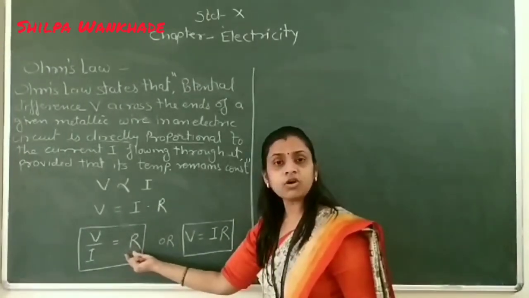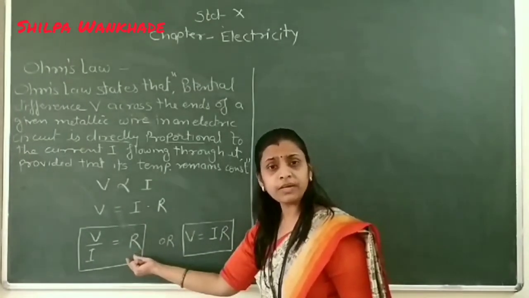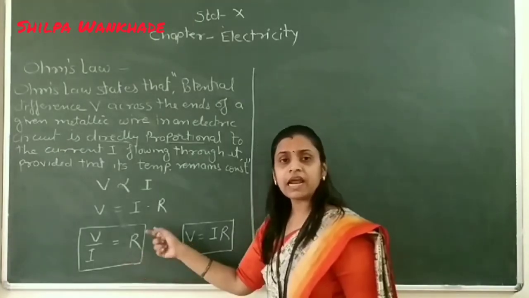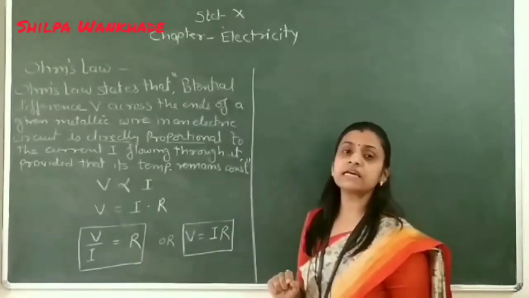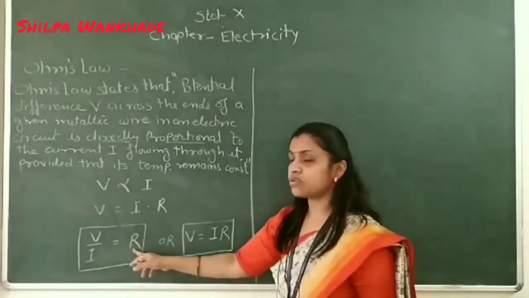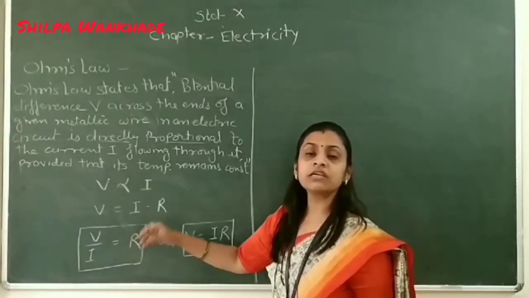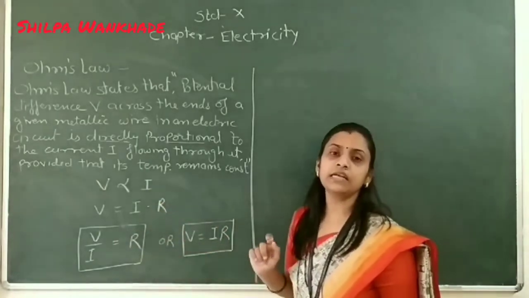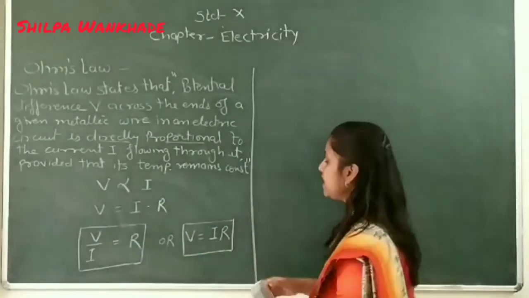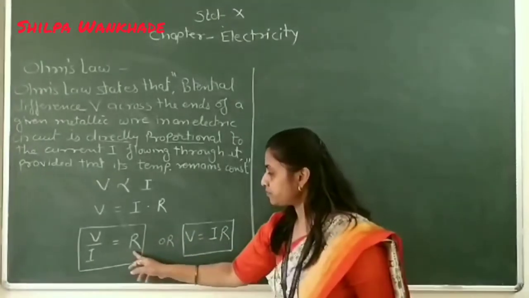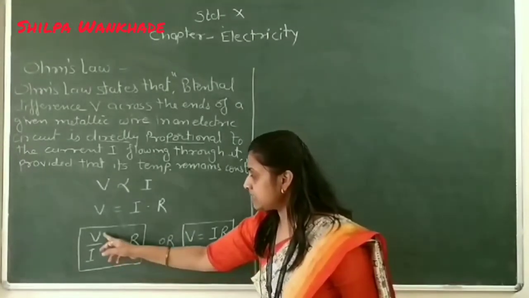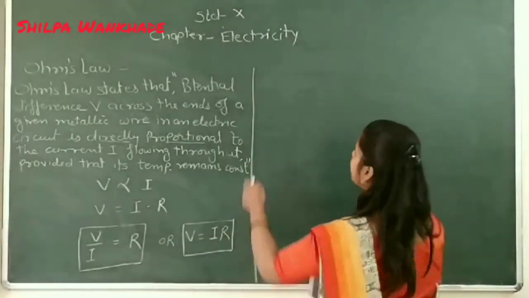R is nothing but the constant for a given metallic wire at a given temperature, and that constant is called resistance. So R is called resistance, and this resistance is a constant for the given metallic wire at a given temperature. From this formula, R is V by I. Now what do you mean by resistance?